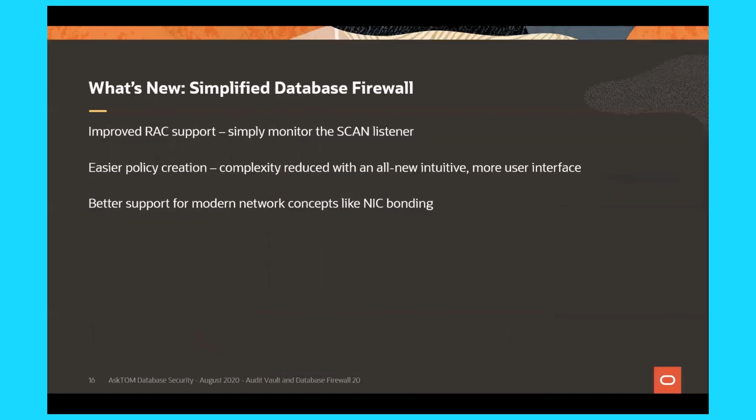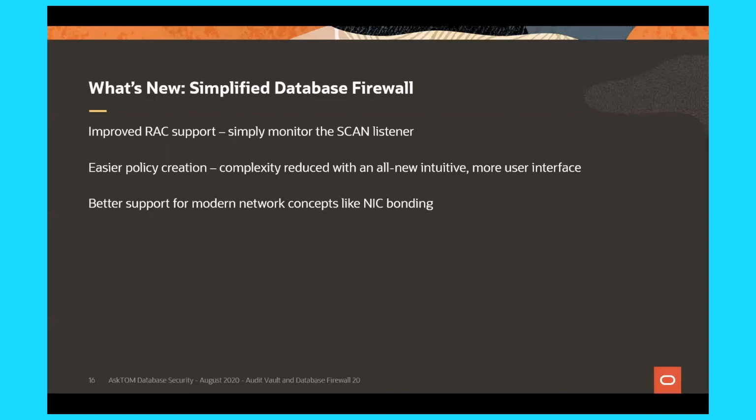Next thing that's new, for the database firewall, prior to Audit Vault and Database Firewall 20, if you were monitoring a RAC database, you had to define every local listener within the database firewall. It had to know the network address for every local listener so it would know what to monitor. With Audit Vault and Database Firewall 20, we've made that easier. All you have to do is tell it where the scan listener is, and we pick everything else up from the scan listener. Much easier to work with.